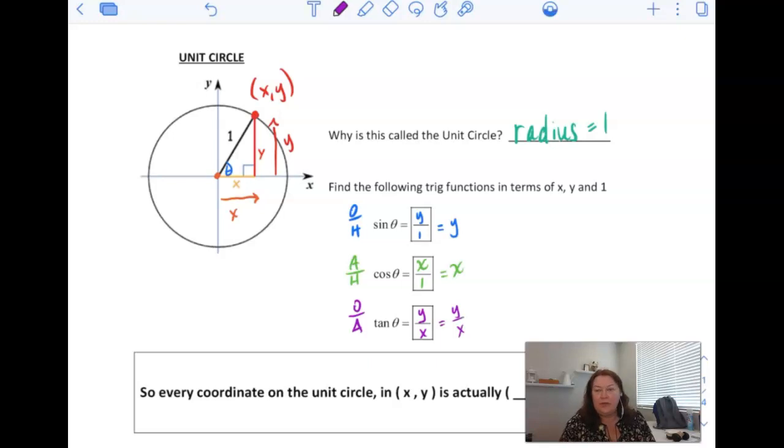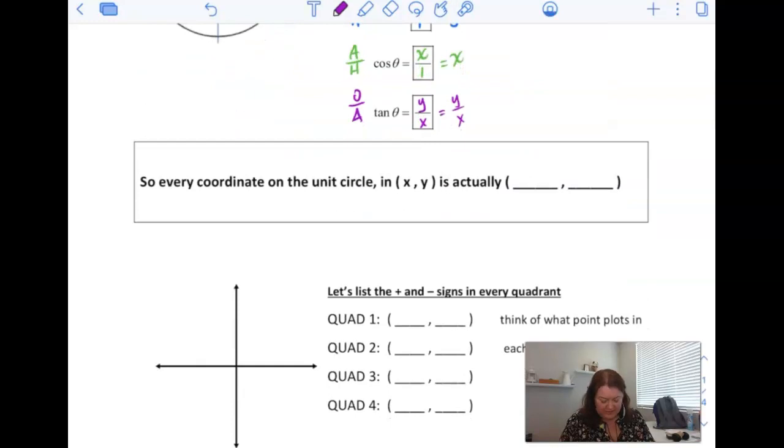So there is a reason why we always put these three main trig functions in this order. Yes, it's going in the order of SOHCAHTOA, but also so that it's already set up to do tangent. Visually, if I find sine first, then cosine, then I just stack them on top of each other and I get tangent. So every coordinate on the circle in xy is actually cosine of theta, sine of theta, assuming that theta is the central angle.